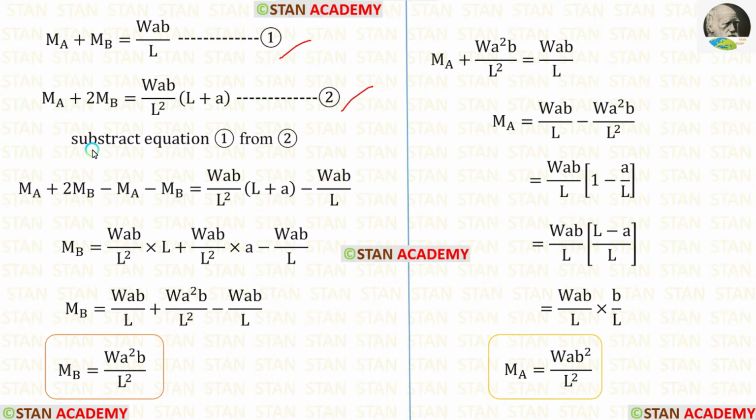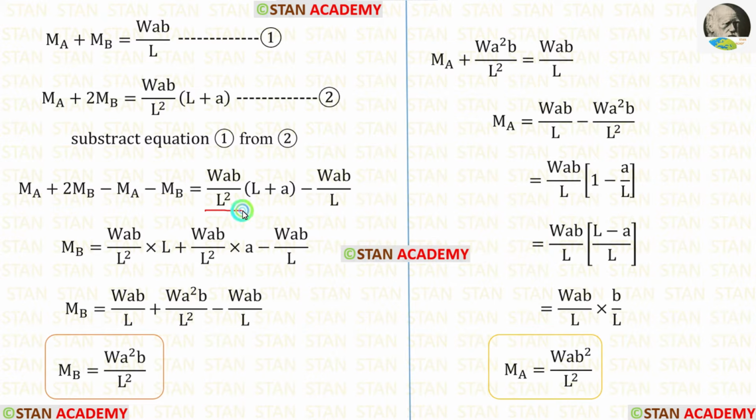Now let us subtract equation number 1 from 2. On the left side, we have to subtract MA plus MB from MA plus 2MB. Here, MA and minus MA will be eliminated. 2MB minus MB, we will get MB. On the right side, we have to subtract this by this term.